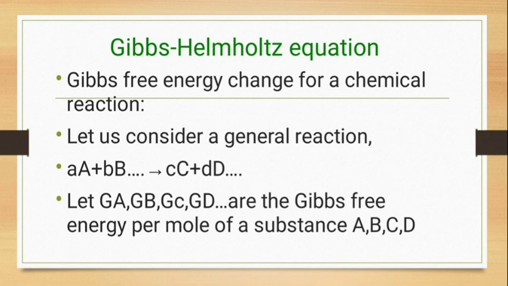So, for these substances A, B, C and D, we have to find out the Gibbs free energies. Consider the Gibbs free energies for reactants and products: Ga and Gb are the Gibbs free energies for reactants A and B, and Gc and Gd are the Gibbs free energies of products. So, let Ga, Gb, Gc and Gd be the Gibbs free energy per mole of substances A, B, C, D.